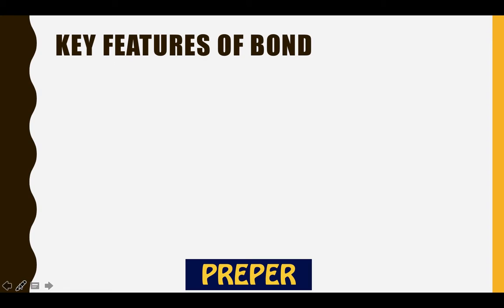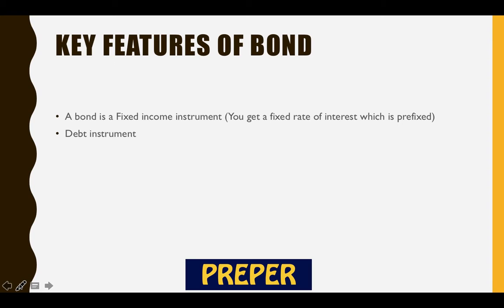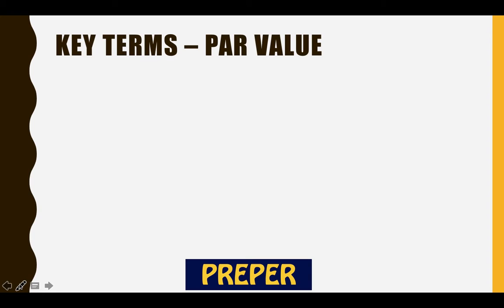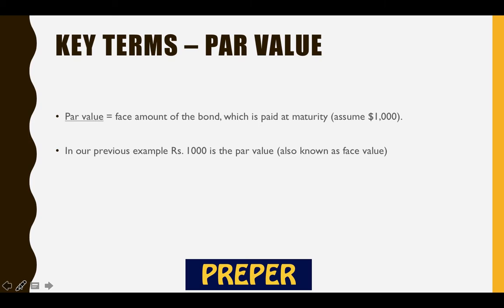So, key features of a bond. Let's look at the key features of a bond. A bond is a fixed income instrument. We have seen that before, and it's a debt instrument. So a fixed income instrument is also generally called a debt instrument. Let's also now understand key terms. A bond is issued at a face value or a par value. So a par value or a face value is the price which is paid at maturity, right? So in our previous example, it was rupees 1,000. Whatever the final principal a company would repay after the expiry of the bond, that's called the par value of the bond. In the previous example, rupees 1,000 was the par value, also known as face value.